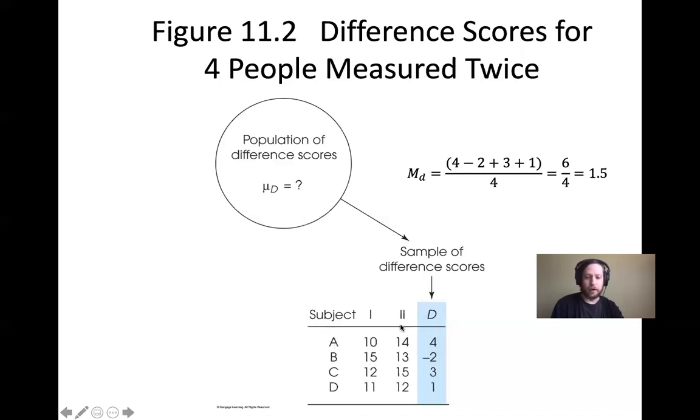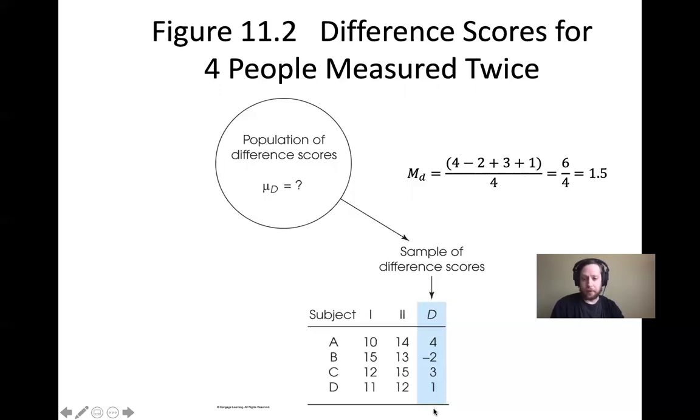We took their score in condition 2, 14 minus 10 equals 4. Then we go to participant 2, 13 minus 15 equals negative 2. 15 minus 12 equals 3. 12 minus 11 equals 1. So that's how we calculate the difference scores.